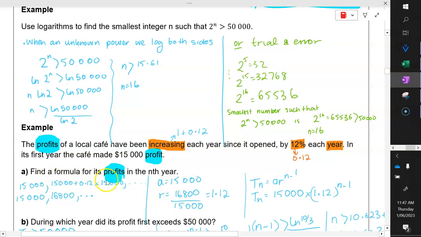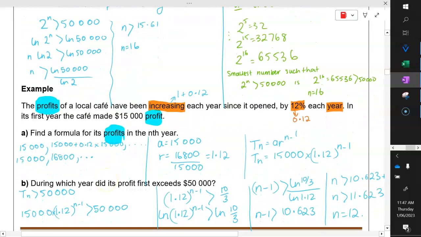The question says to find a formula for its profits in the first year. Now the sequence that we've got here is showing the profits. So we want to find a formula for the profits in the nth year. That's going to be just a term formula. We want the term of a GP, which we've got there. We're just going to pop our a in, pop our r in, and that's the formula that we want. So that one's fairly simple.